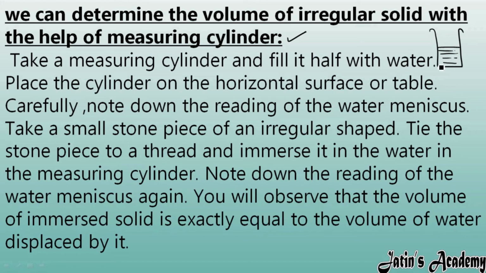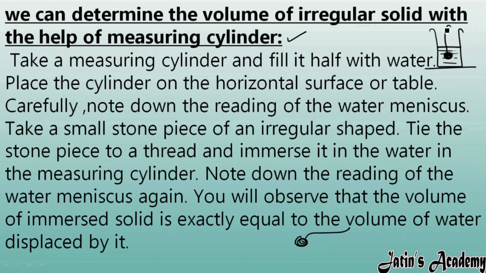Now we have to place the cylinder on a horizontal surface, a table. Now carefully note down the reading of the meniscus. This reading we have to note carefully. Then we have to take a small stone piece. For example, this stone piece, the volume of this stone I have to measure. How much volume of stone is there? Then we have to tie a thread. Firstly take a stone and tie a thread on that stone.